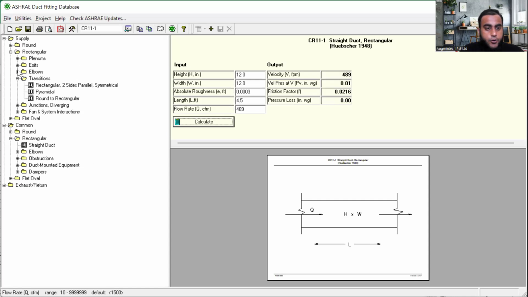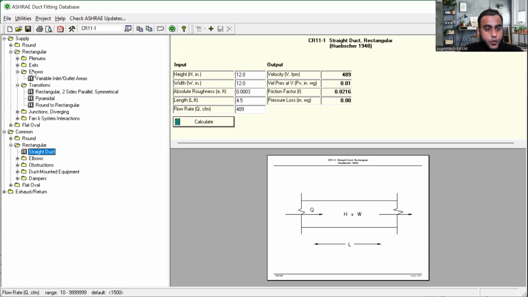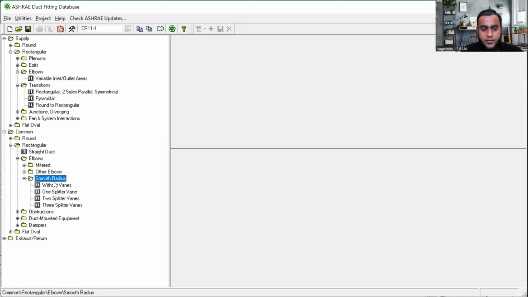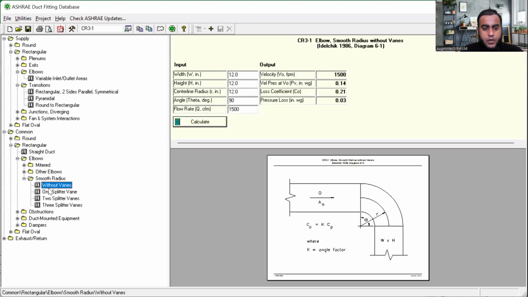So here, okay. In the rectangular supply, where is supply here? See, the elbow option is given. But come here in the common, because we have different types of elbow: mitre elbow, other elbow, smooth radius elbow. So our main target is the smooth radius elbow. Which type of elbow, without vane or with one splitter vane? Can you tell me, anyone?